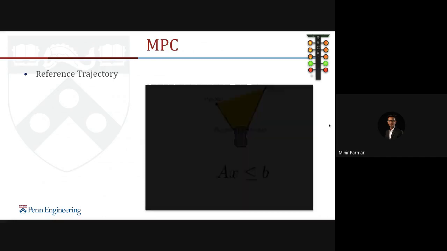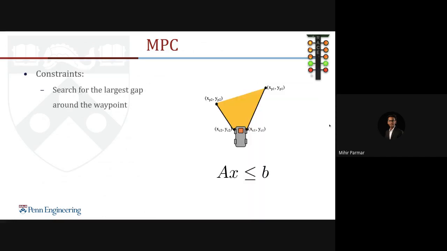Next slide. To get the workspace constraints, instead of using parallel lines as the workspace constraint, which would have been better, to simplify it further, what we were doing is, once we have the best waypoint, we used to search for the largest gap around that waypoint.